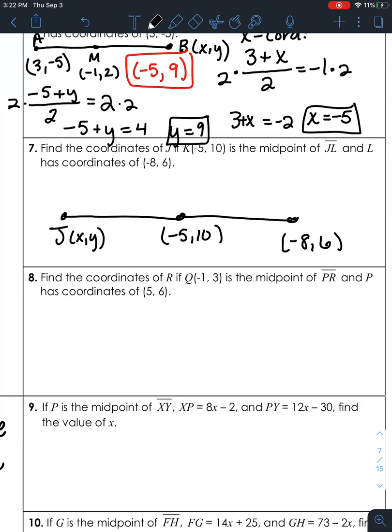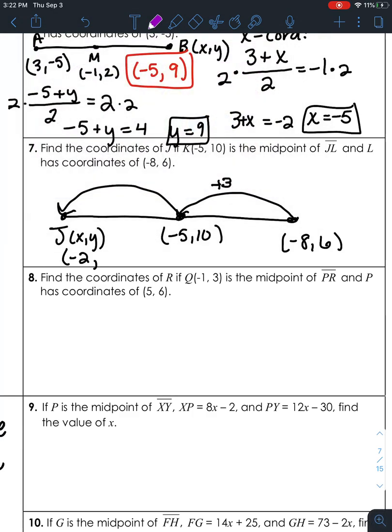So the way people think of this is they say, okay, visually, looking at just my x's, from negative 8 to negative 5, I added 3. So I'm going to have to add 3 again to get to that final x point. So negative 5 plus 3 is going to give me an x value of negative 2.